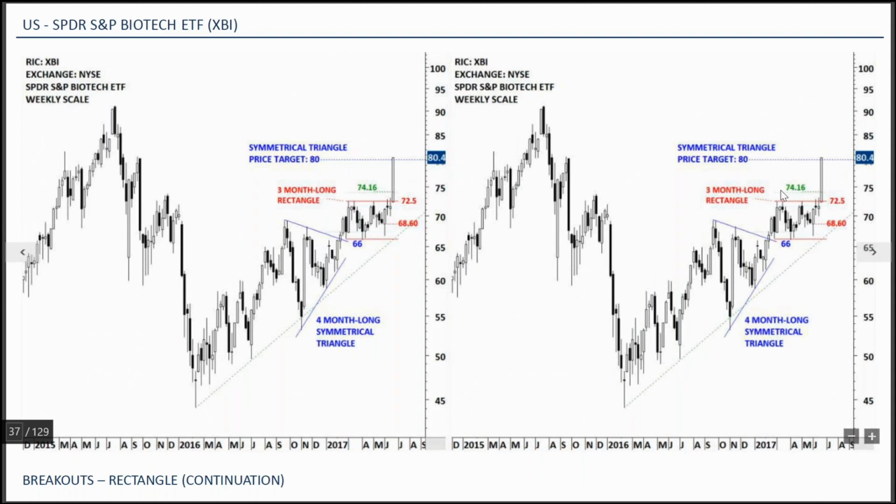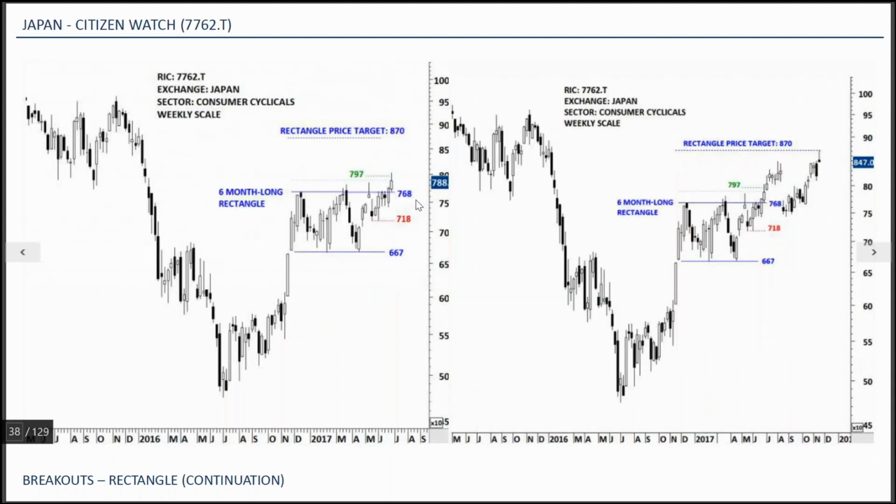This was another US ETF highlighted. First the ETF broke out of a 4-month long symmetrical triangle and then formed the consolidation, which was a 3-month long rectangle, and the breakout immediately followed the next week. Citizen Watch, a Japanese stock, rectangle continuation. Again, after several tests, the stock breaks out and reaches its chart pattern price target.